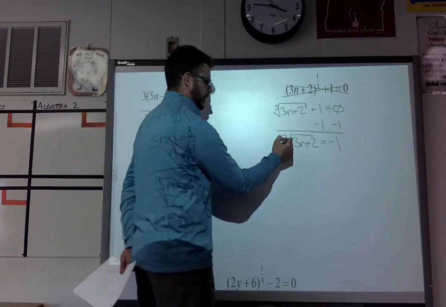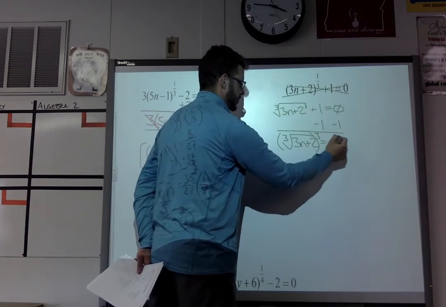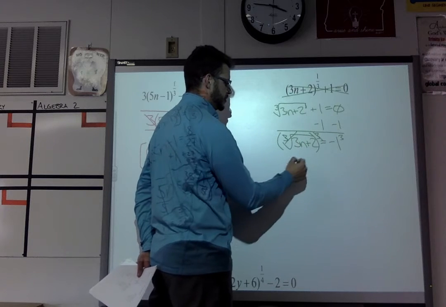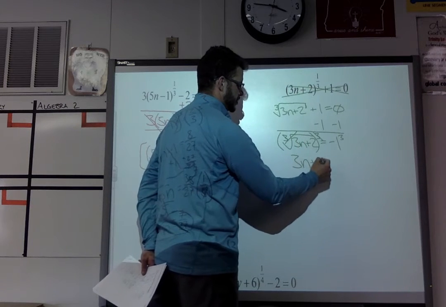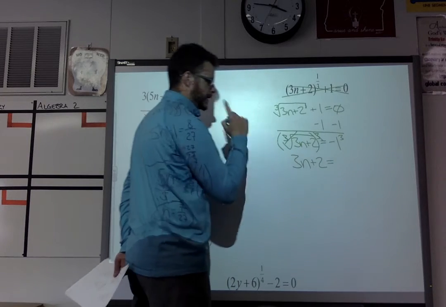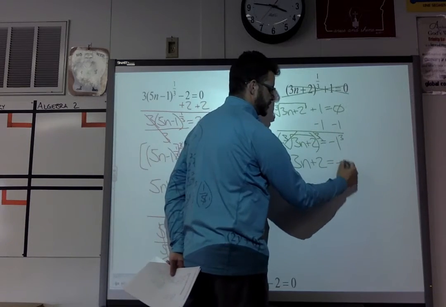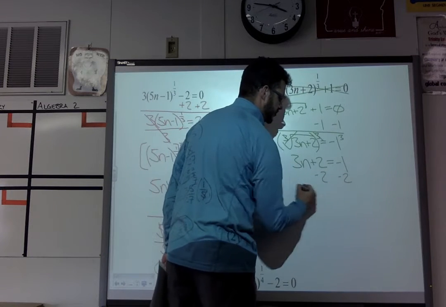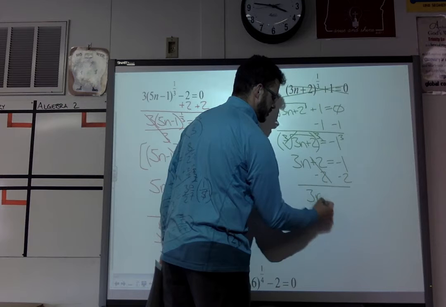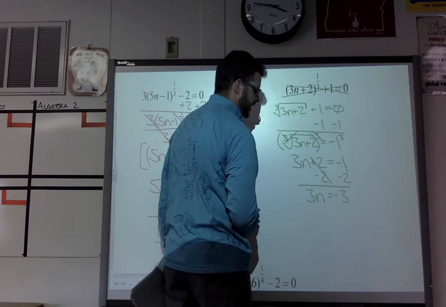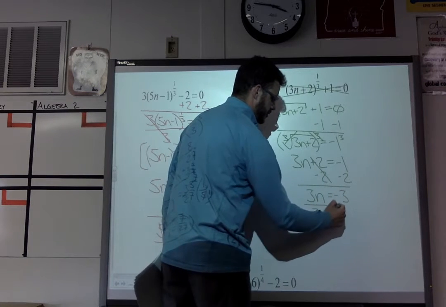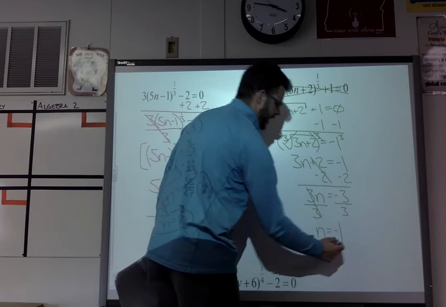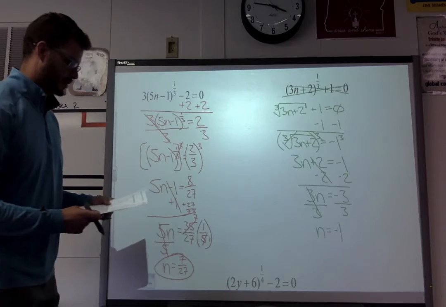Now again, in order to get rid of a cubed root, you need to cube both sides. So that cancels out the cubed root. I'm left with 3n plus 2 equals negative 1 cubed, which is negative 1. Subtract 2 from both sides. 3n equals negative 3. Divide by 3. And n equals negative 1.